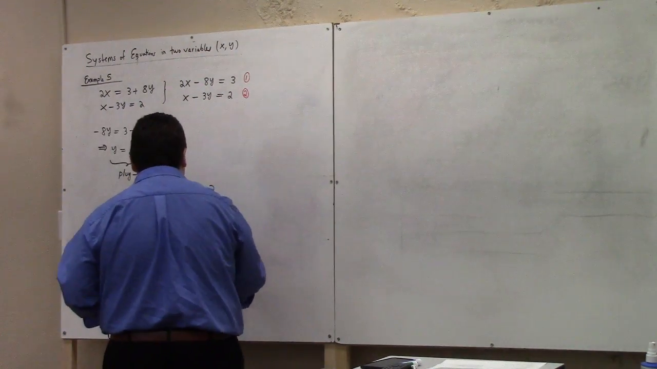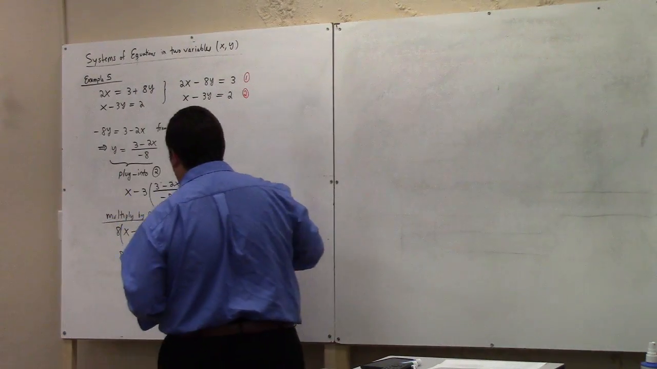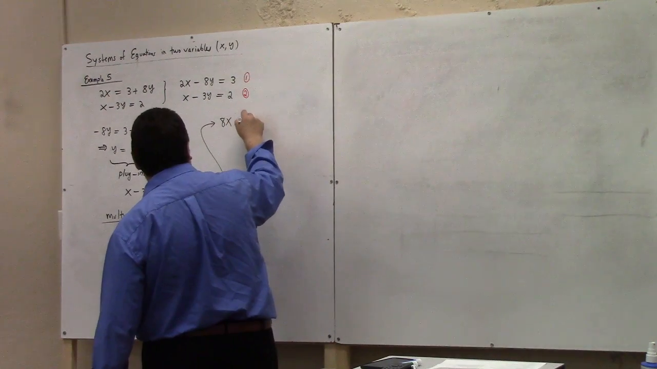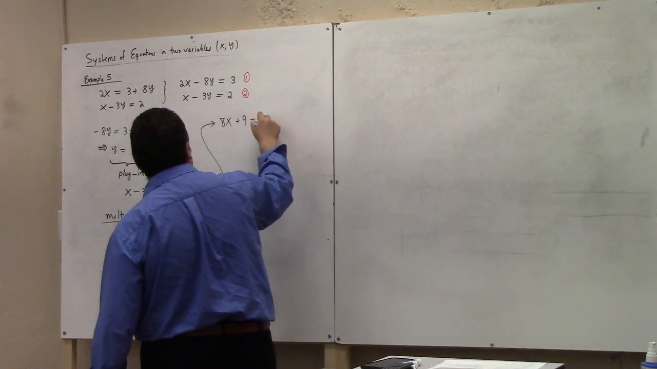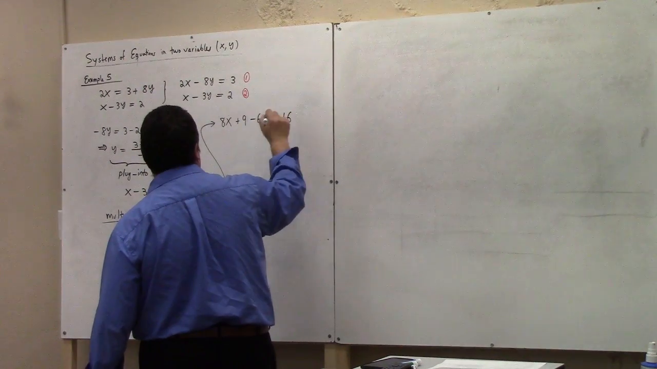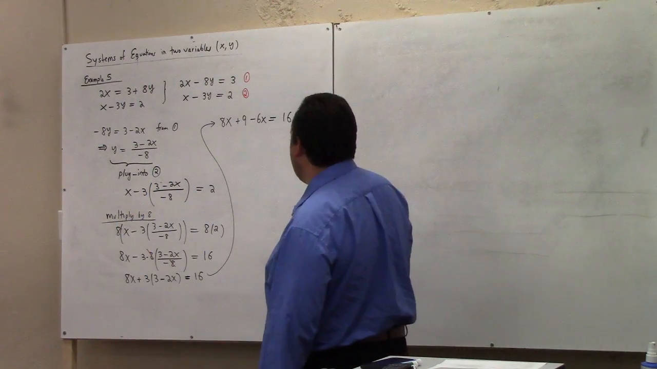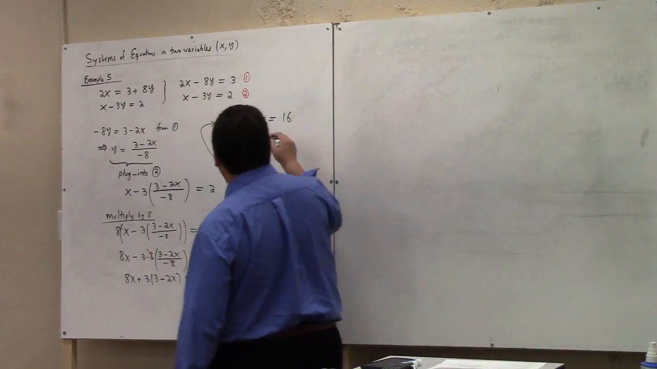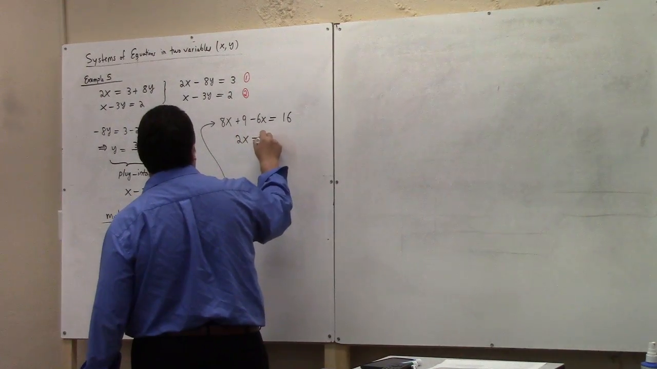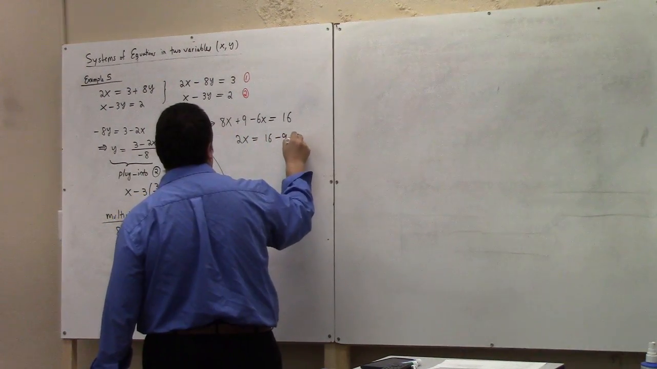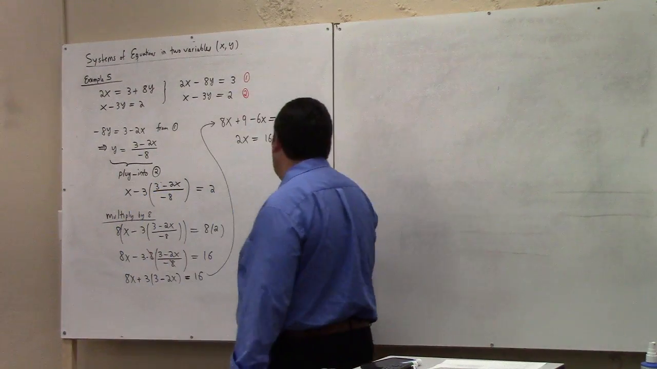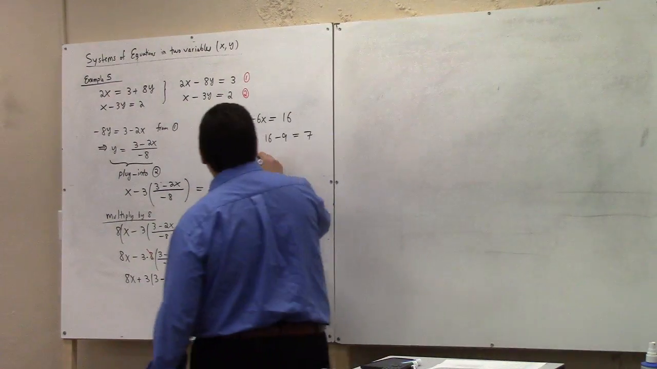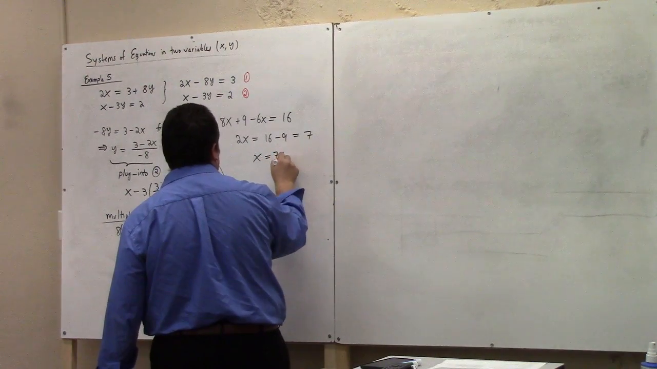We're getting onto the part of the board where my writing is illegible, so I'm going to come back up here. So what I've got is 8x plus 9 minus 6x equals 16. And that gives me what? That gives me 2x is equal to 16 minus 9, which is otherwise known as 7. So x equals 7 over 2.